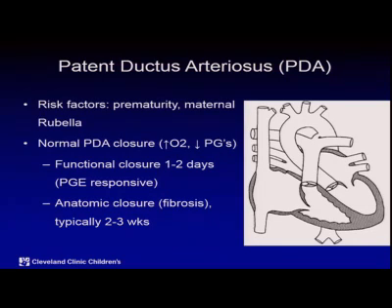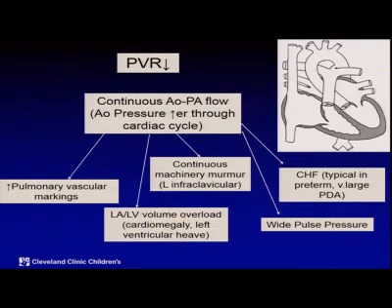So functional closure is the first couple of days of life. It's still prostaglandin sensitive at that point if you use PGE. But 2 or 3 weeks later, you will have anatomic closure, and you would not be able to open it back up with prostaglandins. As the pulmonary vascular resistance decreases, you will have continuous left to right shunting across the PDA. So what will that cause?